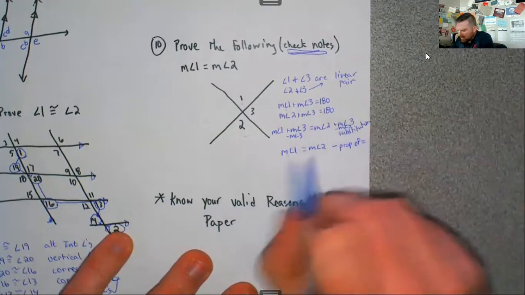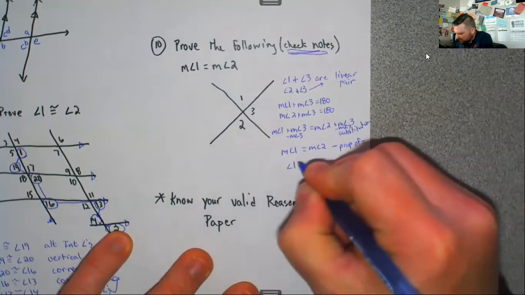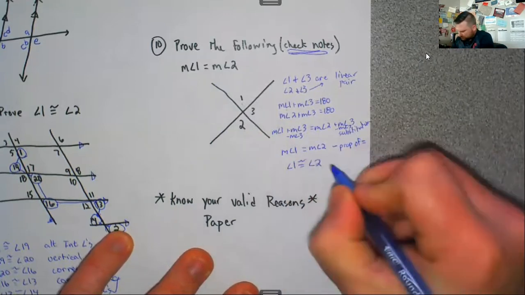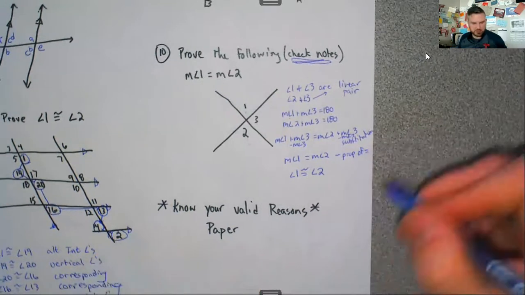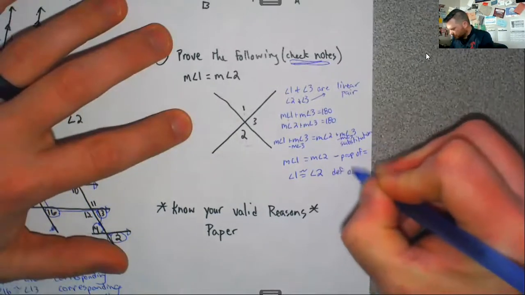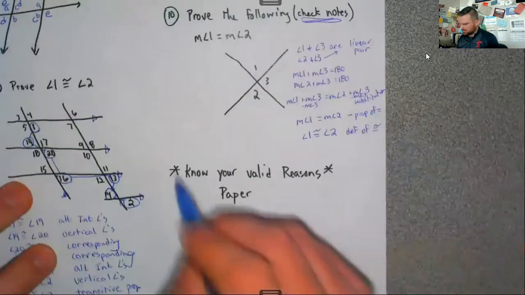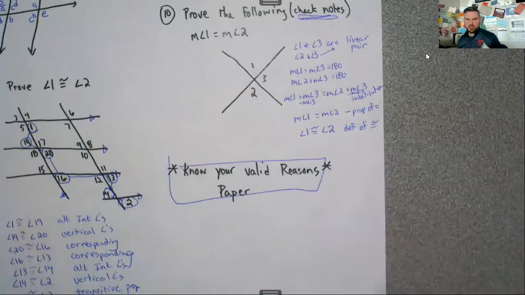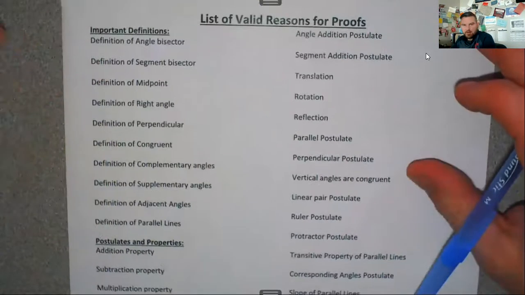And if I wanted to, I could stop there, but if I wanted to go a step further, I could say angle 1 is congruent to angle 2. And you could say definition of congruence or definition of congruent. Okay. The last thing, you need to know this list of valid reasons and have it with you. Okay. So I'm going to go through some of these here just so you have an idea.